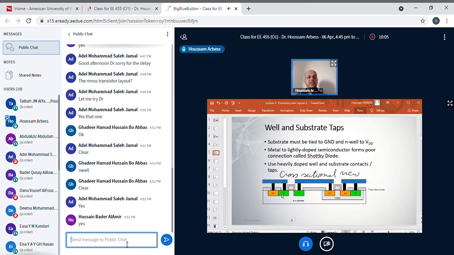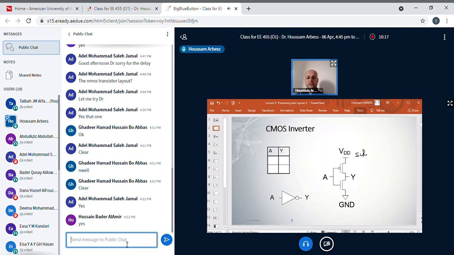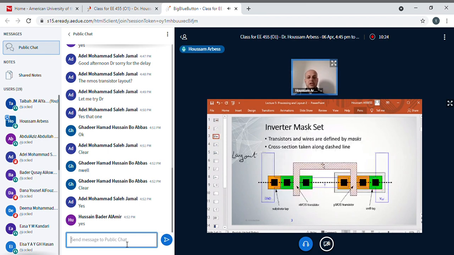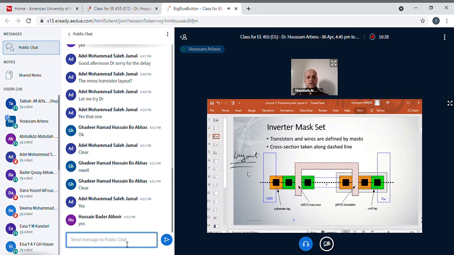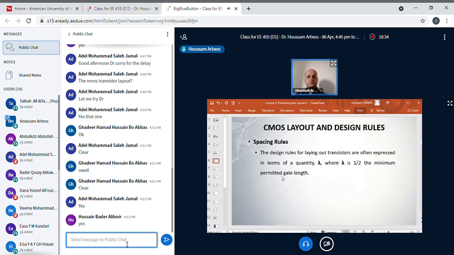Did you understand now the difference between cross-sectional view, layout, and schematic circuit? Here, this one is called the schematic circuit. The circuit with the symbols, with everything, is called the schematic circuit. Here, I have the layout. And here I have the cross-sectional view. I hope it's clear now for everybody.